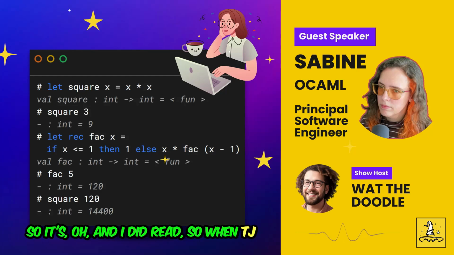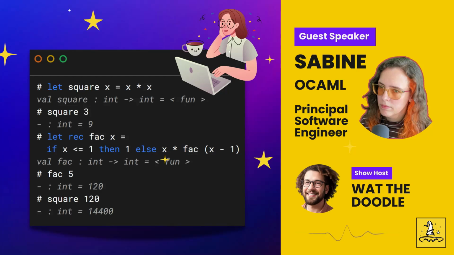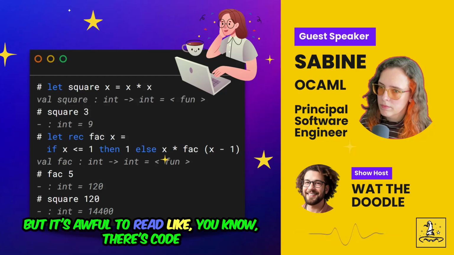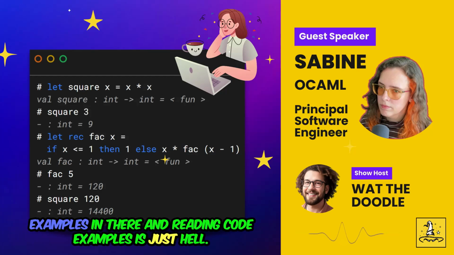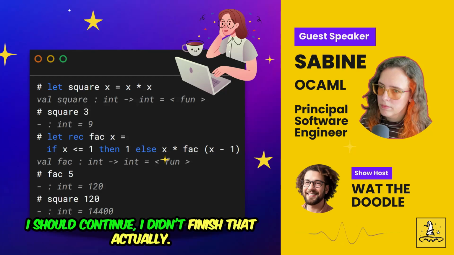Oh, and I did read. When TJ read the NeoVim manual, I started reading the OCaml manual. But it's awful to read. There's code examples in there, and reading code examples is just hell. But it was fun. I should continue. I didn't finish that actually.